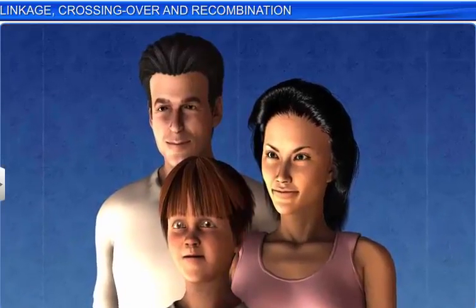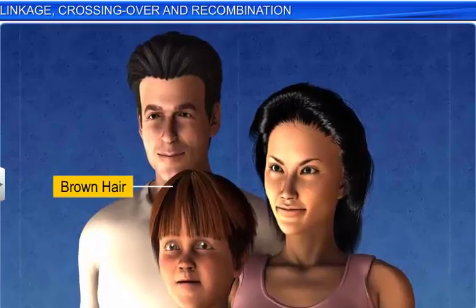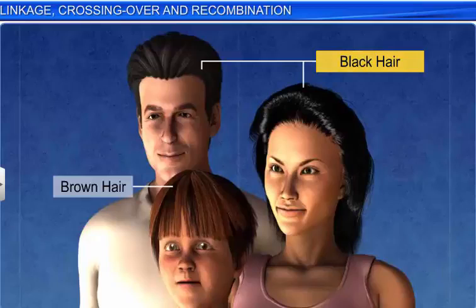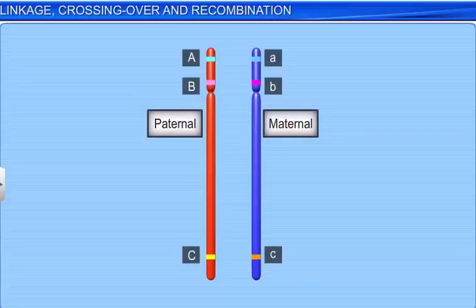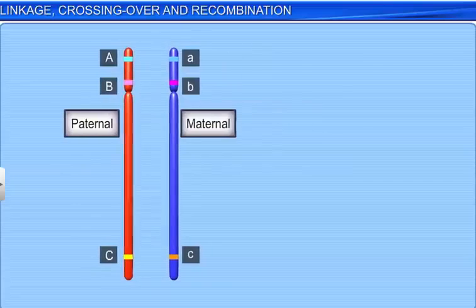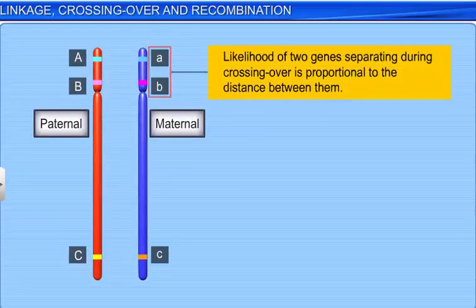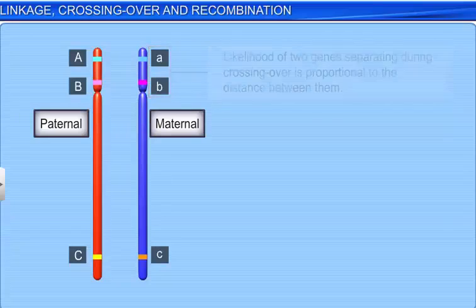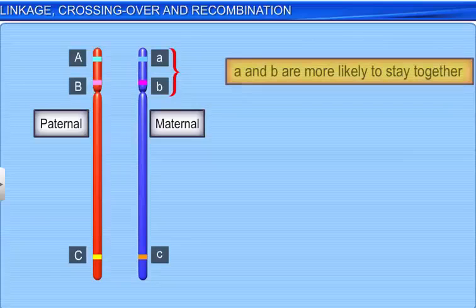Crossing over leads to recombination or the creation of different combinations of alleles that do not exist in either parent. And hence, it is one of the most important events that lead to variations in offspring. Another fact discovered by Morgan and his colleagues was that the likelihood of 2 genes separating during crossing over was proportional to the distance between them. In other words, the closer the genes, the more likely that they will stay together. And the further they are, the more likely that they will separate.